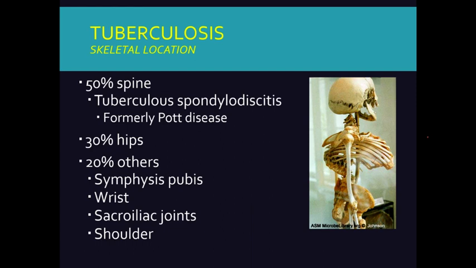Okay, tuberculosis, again, most commonly in the spine. This is where we'll call it tuberculous or TB spondylodiscitis. And we've got some specific things that make us say TB spondylodiscitis versus just spondylodiscitis. It used to be called Pott's disease, but that's kind of fallen out of favor. We don't really use that term anymore. Other common areas are the hips, and then the symphysis pubis, sacroiliac joints, shoulder, and also the wrist.